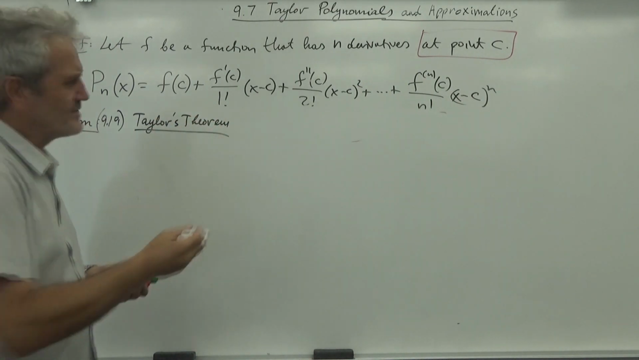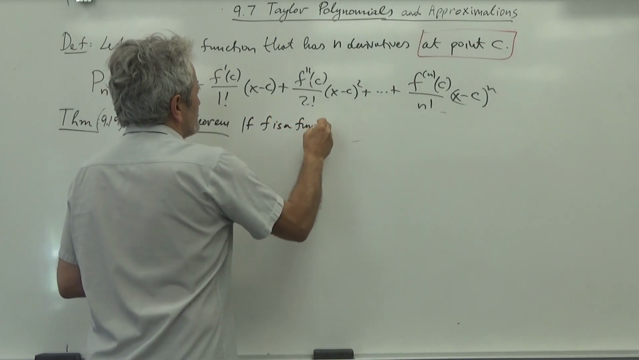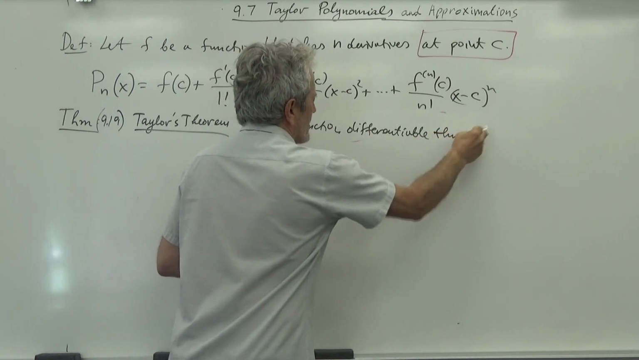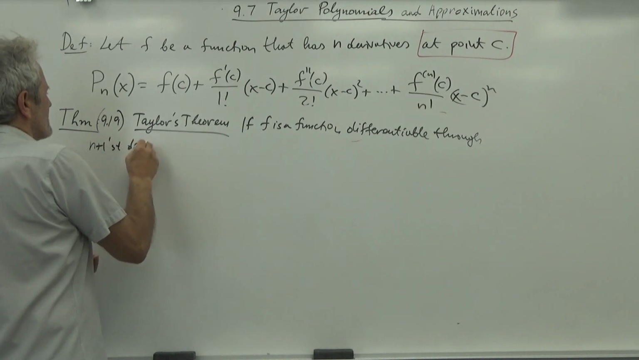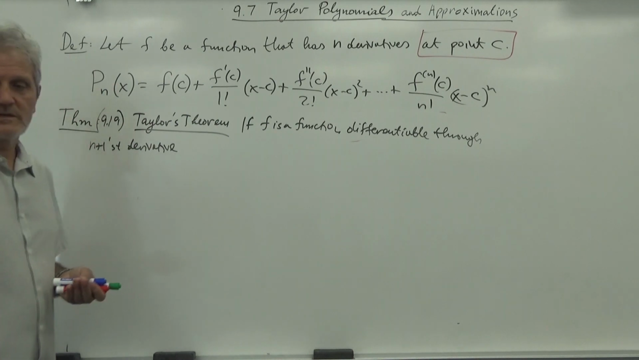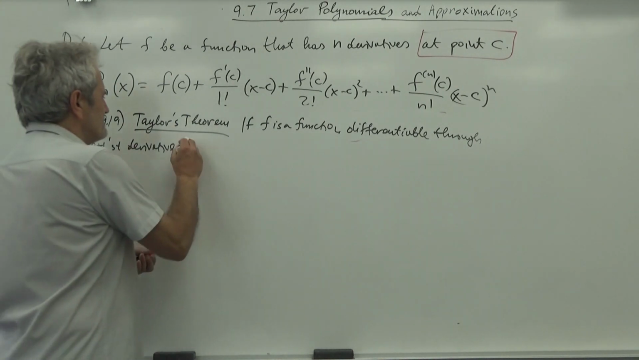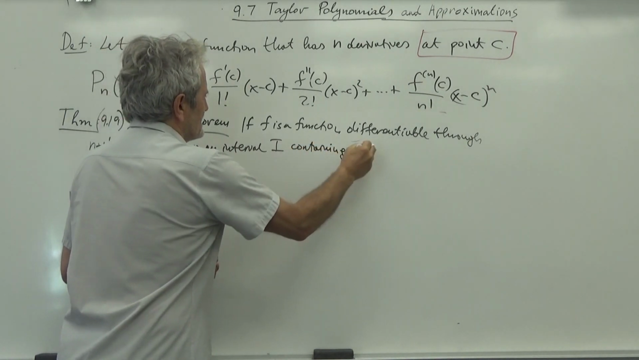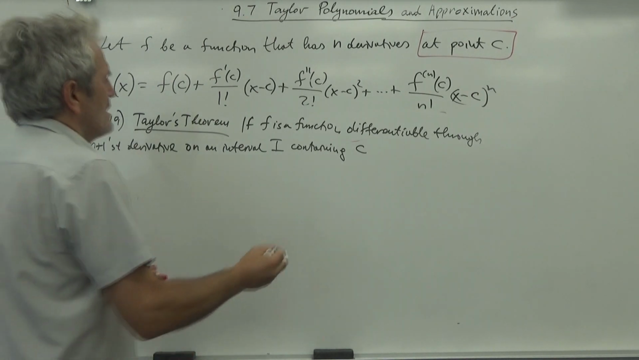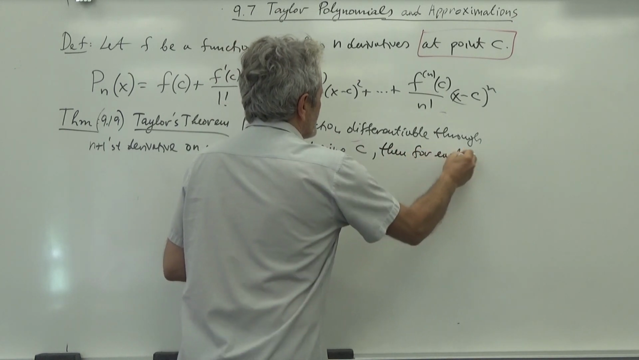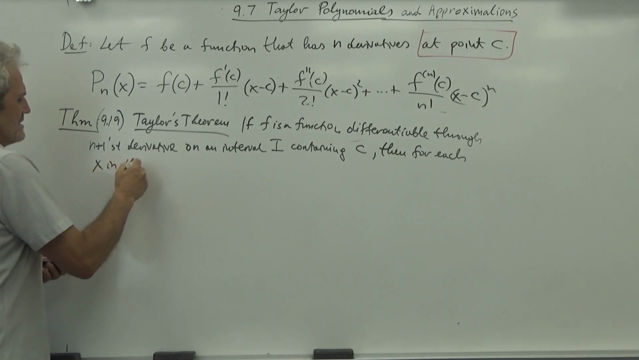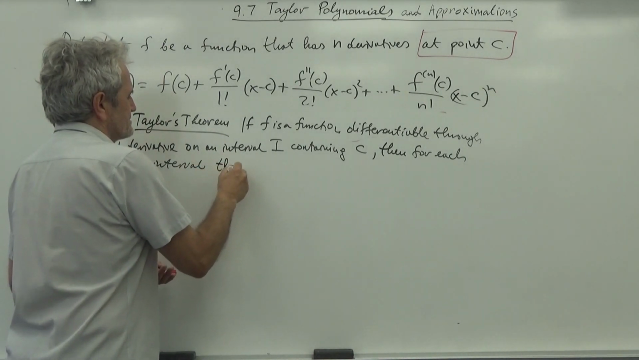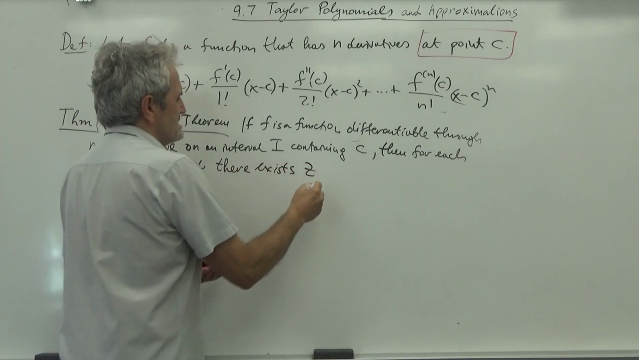So the theorem says, if f is a function differentiable through the n plus first derivative. So this time we need one more derivative, and you will see in a moment why. On an interval containing c, then for each x in this interval, there exists z in the same interval.